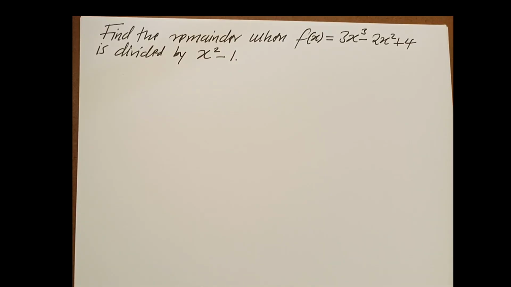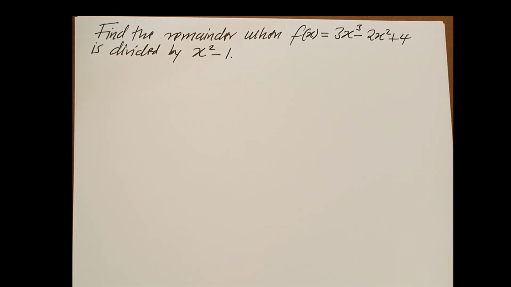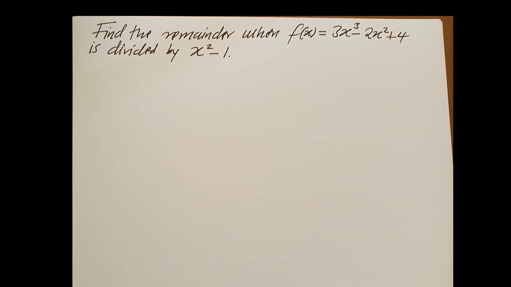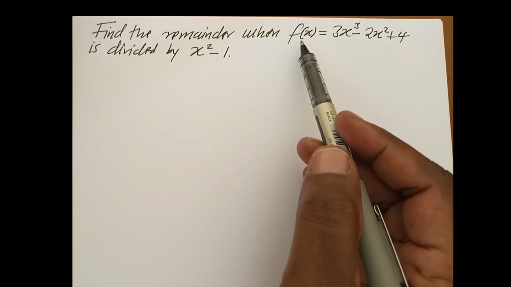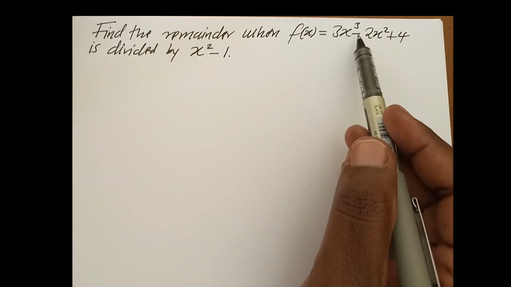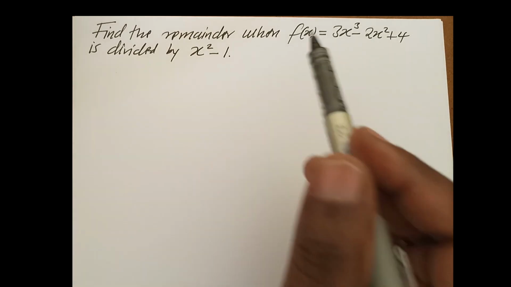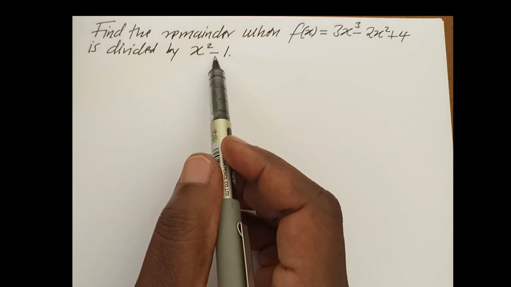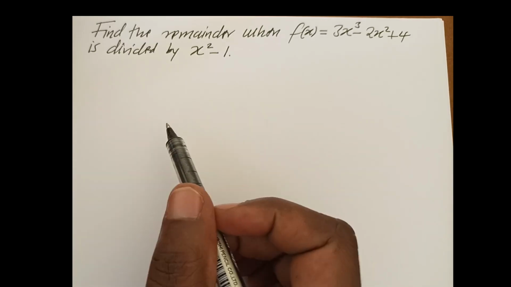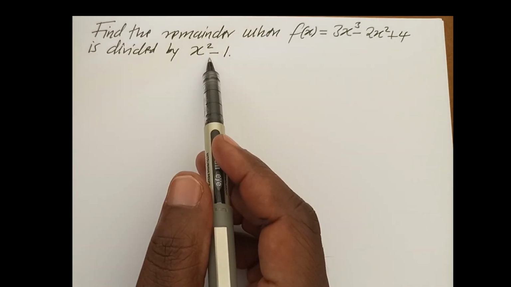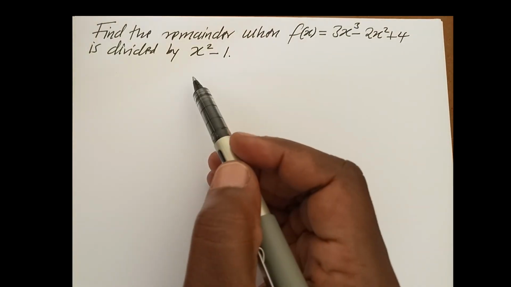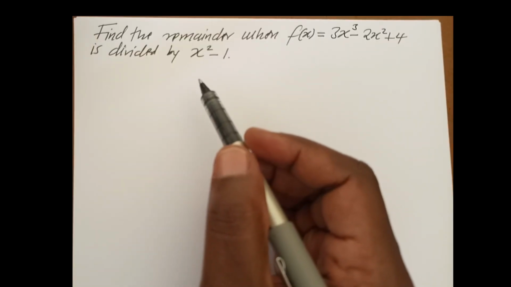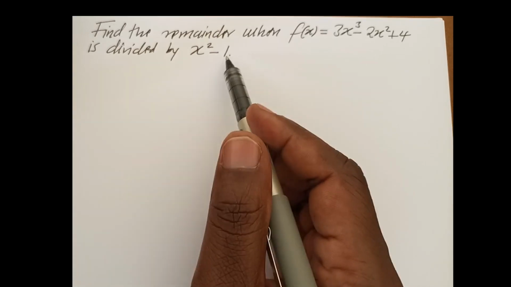All right, now still looking at the remainder and factor theorem. In this, the question is saying find the remainder when the function 3x cubed minus 2x squared plus 4 is divided by x squared minus 1. Now in this case, the divisor is not a linear expression, and therefore we cannot use the remainder and factor theorem to find the remainder.